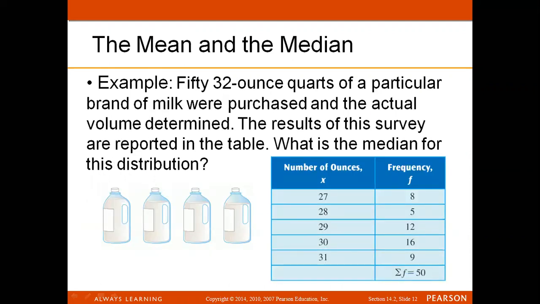Example, 50 32-ounce quarts of a particular brand of milk were purchased and the actual volume determined. The results of this survey are reported in the table. What is the median for this distribution? 27 ounces. Eight of these 32-ounce quarts were listed at 27 ounces, 5 at 28 ounces, 12 at 29 ounces, 16 at 30 ounces, and 9 at 31 ounces. None of them were 32 ounces. Nonetheless, the sum of the frequencies is 50, which is good because we were told that we were examining 50 32-ounce quarts.